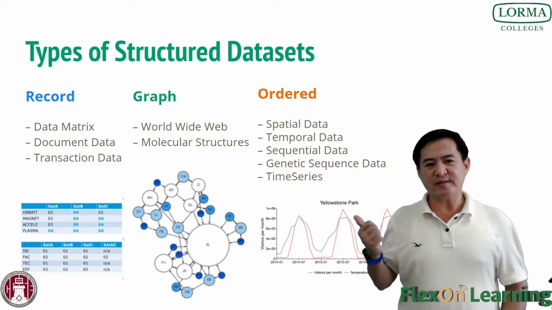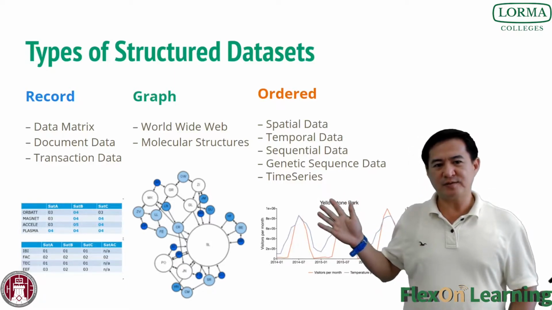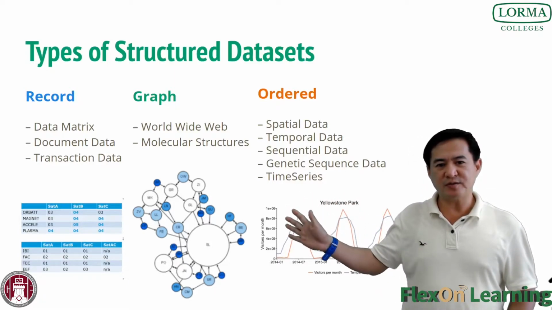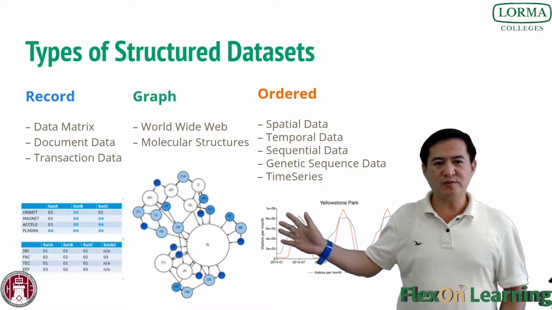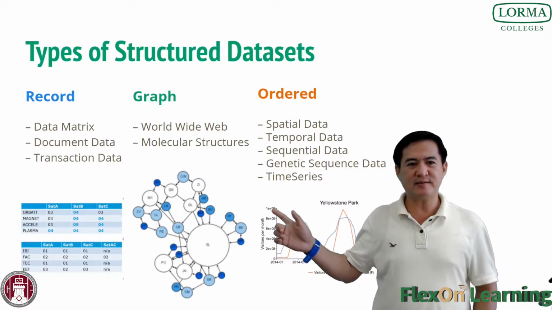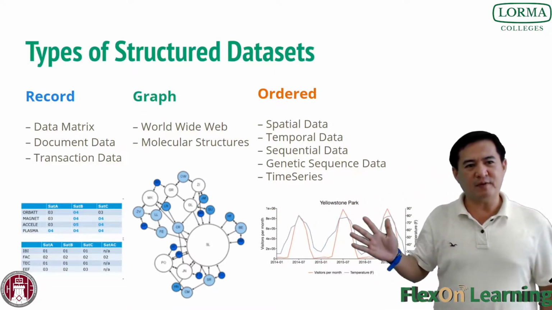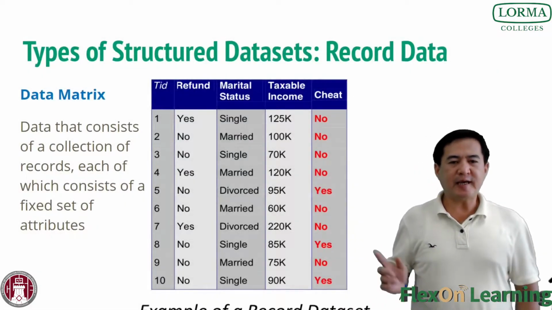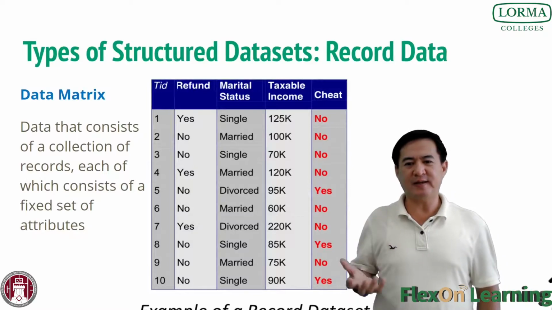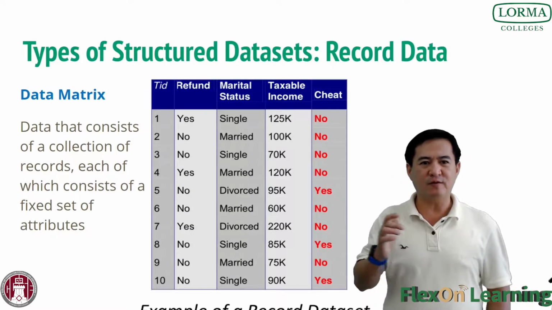Let's take a look at an example for the record. You see, the illustration there is a simple table. For a graph, you have nodes and vertices. And for an ordered type of data set, you have a time series. The data matrix is a typical data set comprised of rows and columns.